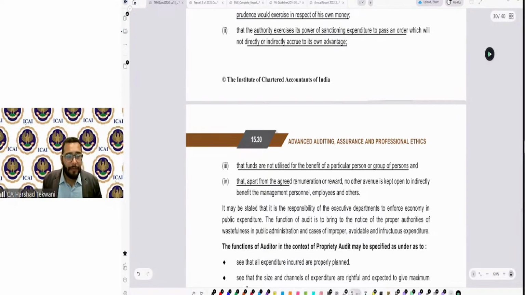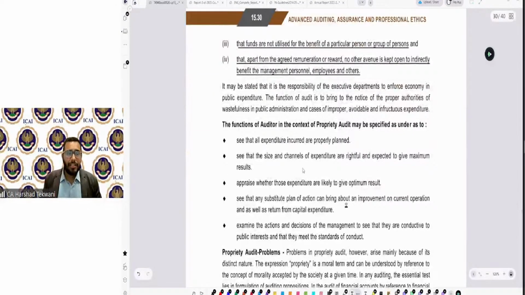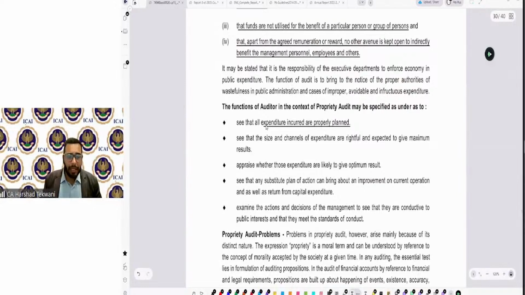Apart from the agreed remuneration or reward, no other revenue is kept open indirectly to benefit the management personnel, employees, or others. It means the persons at the management level or those managing the project activity fund should not be getting any advantage other than the remuneration fixed under the project. Expenditures are incurred and planned properly. The size and channel of the expenditure are rightful. Expenditures are likely to give optimum results.